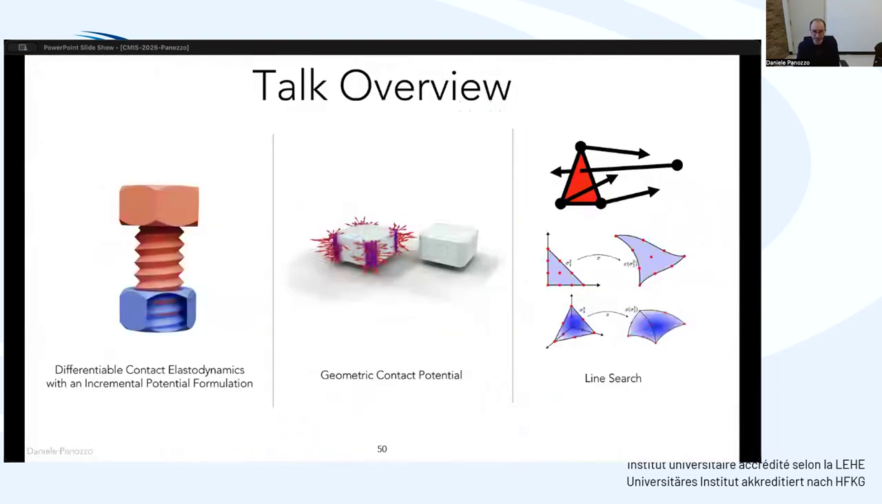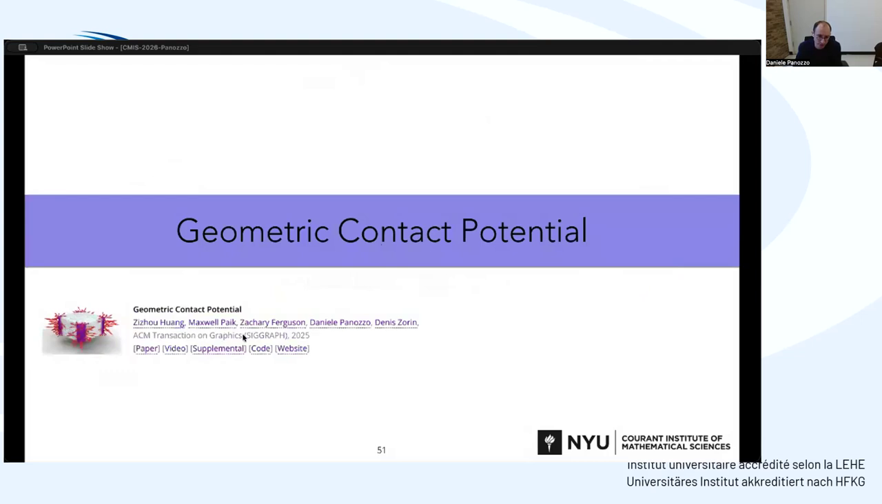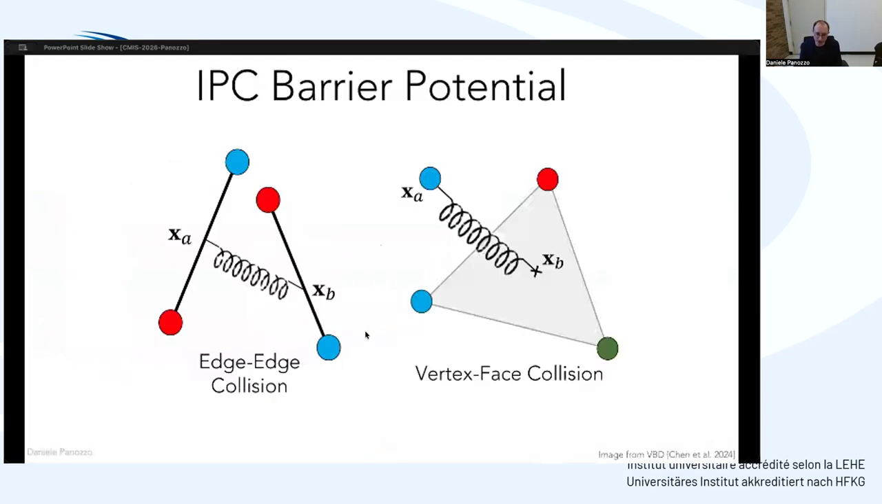Okay, so the key ingredients here are two. One is how do we define the potential, and how do we define the line search. So for the potential, I'm going to very, very briefly go over this paper that was published last summer. What we are trying to define is a potential that essentially measures how close objects are.